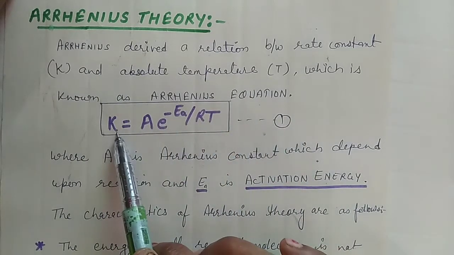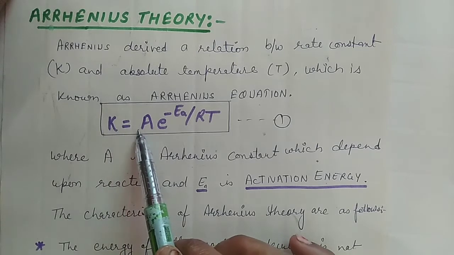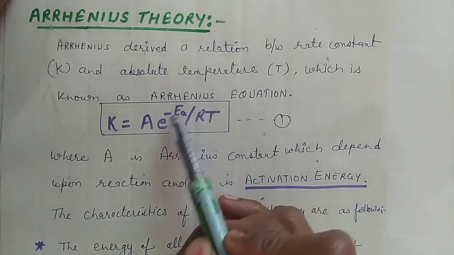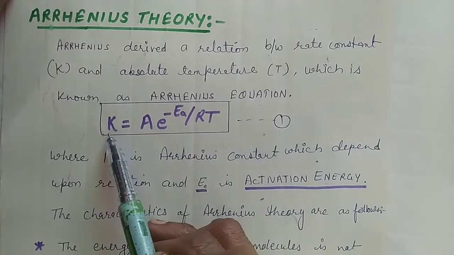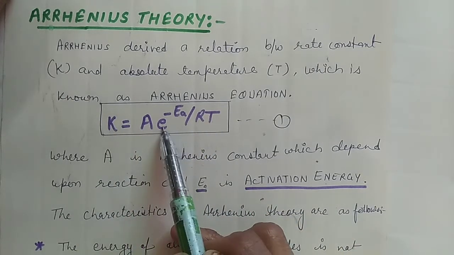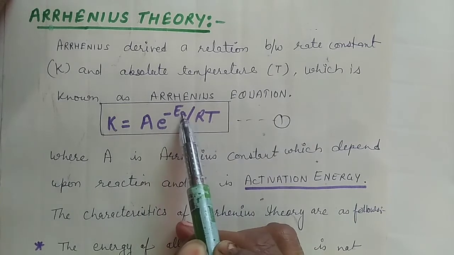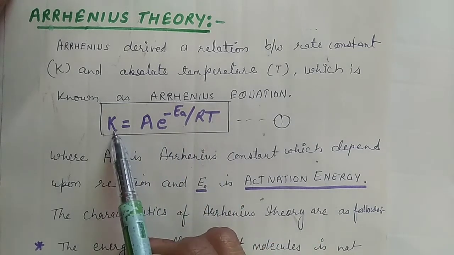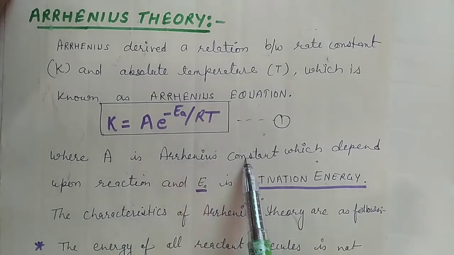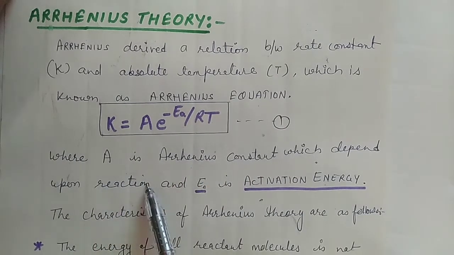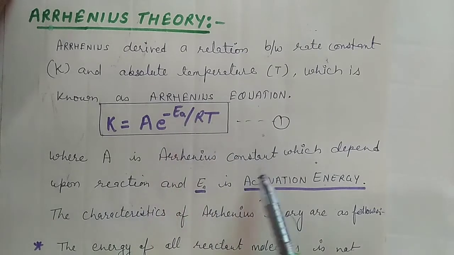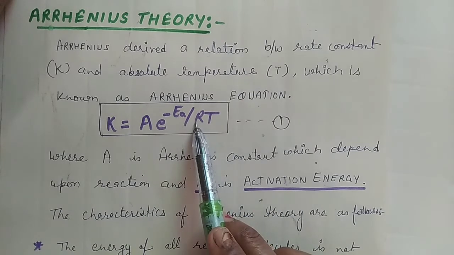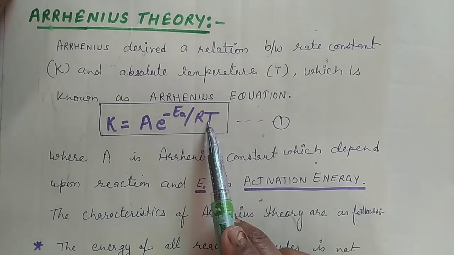It is K, the rate constant, is equal to A exponential to the power minus Ea upon RT. Again, K is equal to A e to the power minus Ea upon RT, where K is the rate constant, A is the Arrhenius constant, which depends upon the reaction. It is characteristic of the reaction also. Ea is a new term. It is actually the activation energy, a very important term. R is the gas constant and T is the absolute temperature.